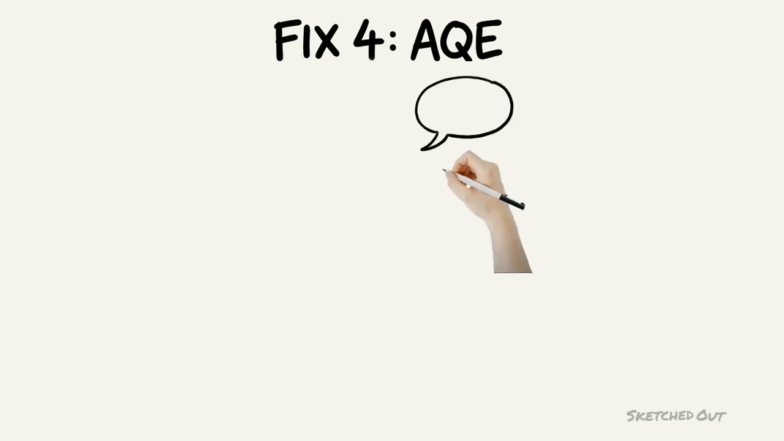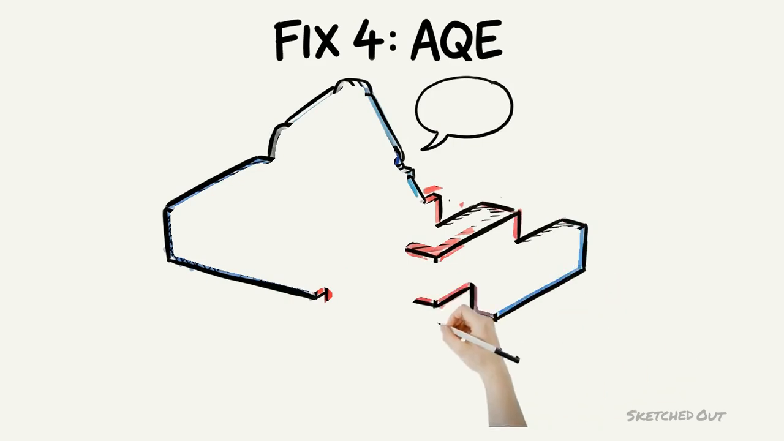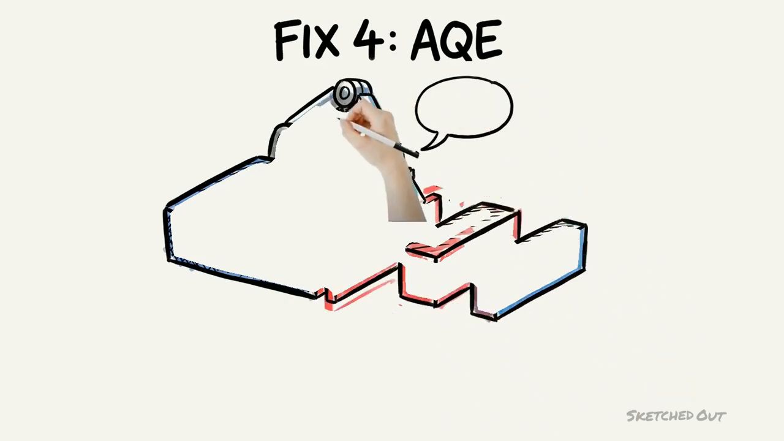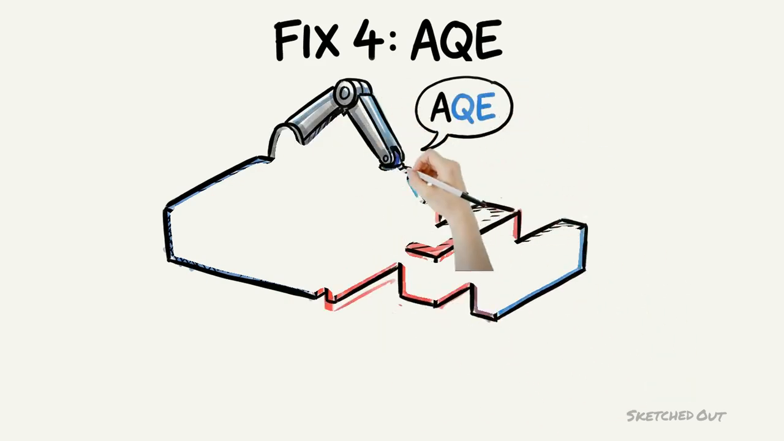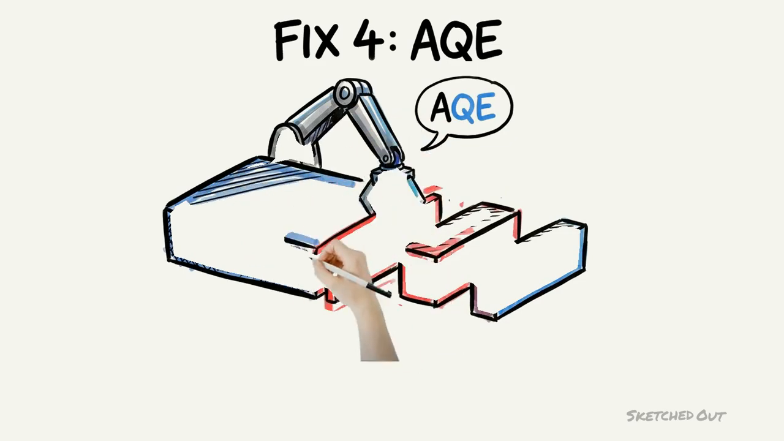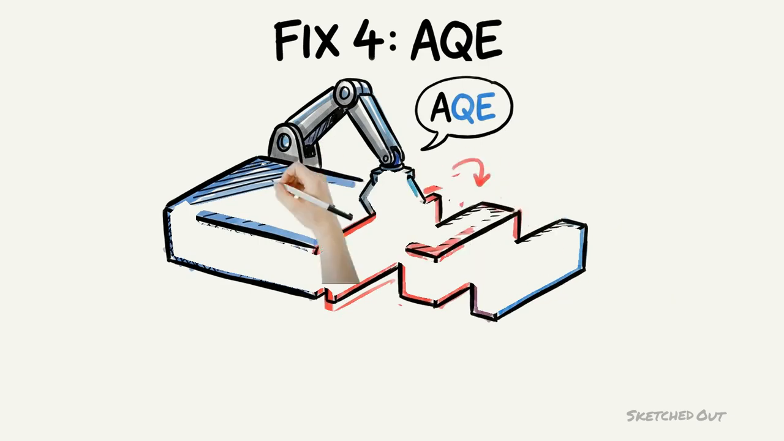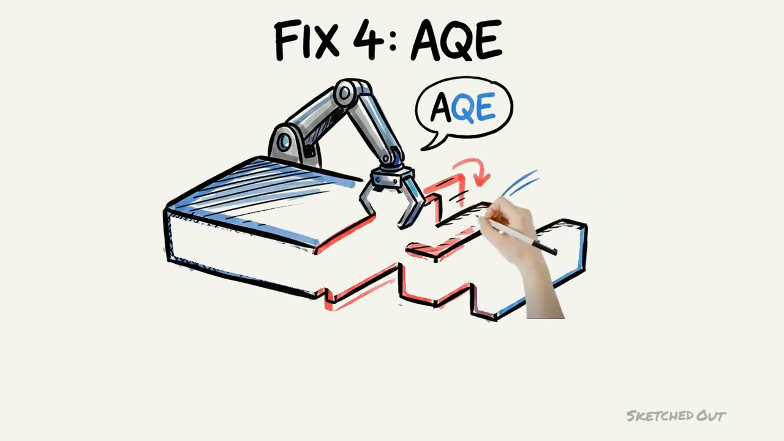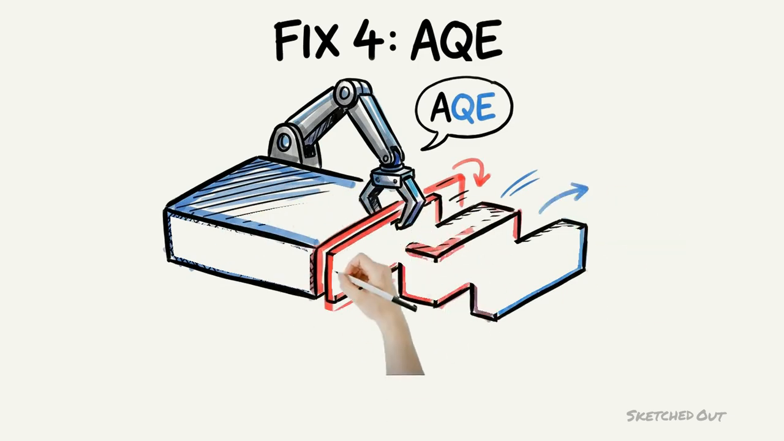Fix 4. Let AQE handle it. As we mentioned in episode 5, AQE can detect skewed partitions after a shuffle completes and split them automatically. It does this by looking at the real partition sizes and splitting any partition that is significantly larger than the median. This handles the most common case without any intervention.